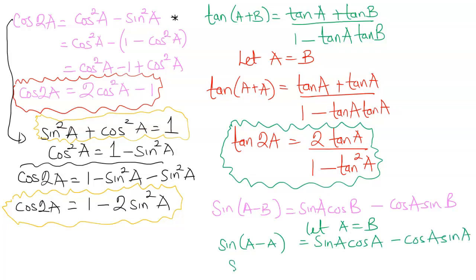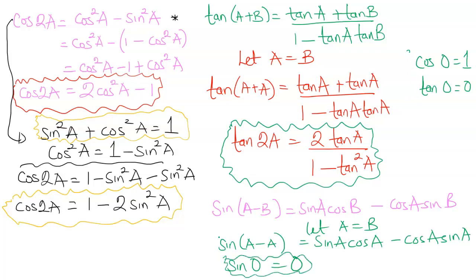A minus A is 0, so this is sine 0. Sine A cos A is the same as cos A sine A. As I mentioned earlier, it's just like saying x times y minus y times x. So this is 0, and of course we know that sine 0 is 0. If we follow the same approach for cos A minus B, if we let A equal to B, we would get cos 0 equal to 1. And if we do the same for tan, we will get tan 0 equal to 0. And you can verify each of these on your calculator.